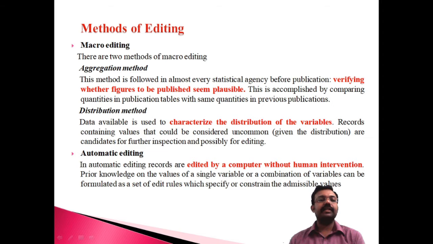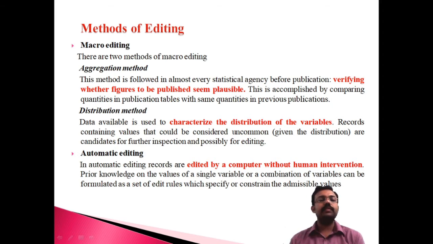We are collecting a lot of figures from the questionnaire, and we are editing these figures, ensuring that the figures to be published are plausible. Plausibility means checking whether these figures are believable or not, and whether they are from the right sources. This can be decided with the help of the aggregation method, which is followed by almost every statistical agency before publication.